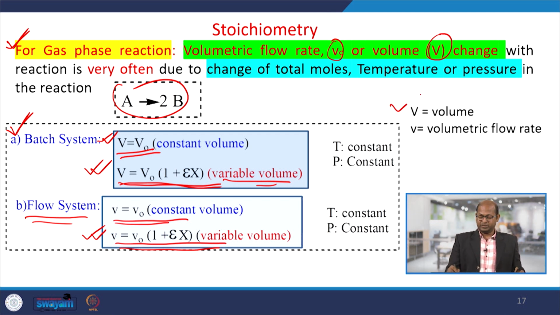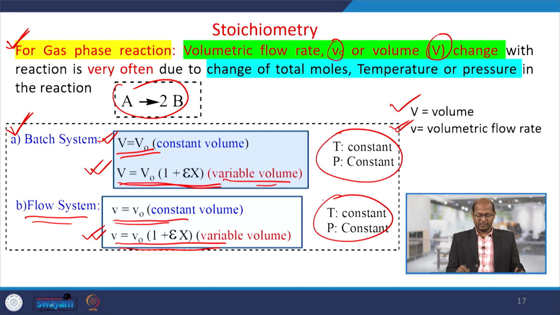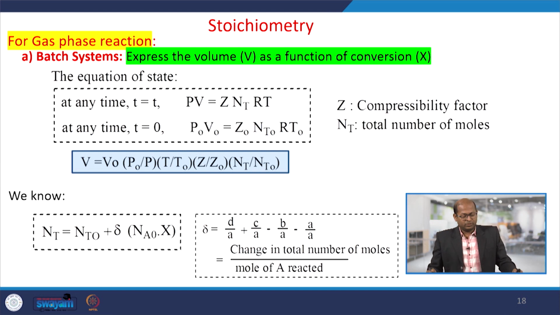Okay. So, here V is the volume, small v is the volumetric flow rate. Here the system may have both temperature and pressure constant, but volume changes may still be observed, whether it is a batch system or a flow system. That way we can express the volume changes. So, now in the case of gas phase reactions, I said the expressions of volume changes are a function of conversion.